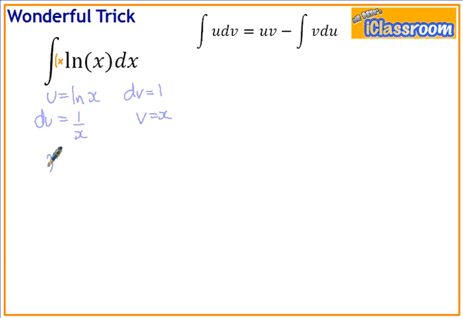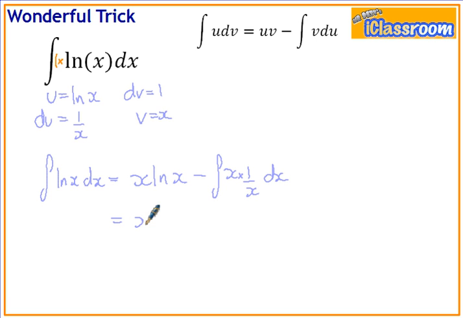I'm ready to go because I know that the integral of logarithm of x dx can be written as u times v, which is x log x, minus the integral of v du, which is x times by 1 over x, and x times by 1 over x just gives me 1, so this becomes the integral of 1 dx, which of course is x plus our constant of integration. And there we have a wonderful trick for integrating the natural logarithm.